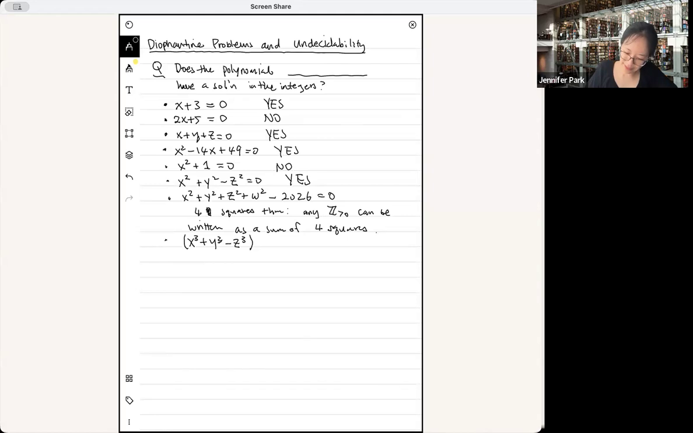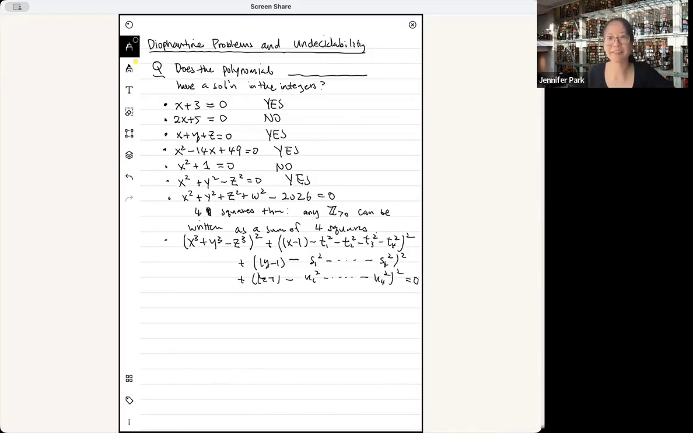But now let's try this. Now I'm going to square this. Still, it has solutions, but now I'm going to do something weird. I'm going to add another equation: x minus 1 minus t1 squared minus t2 squared minus t3 squared minus t4 squared. I don't know if you see what I'm getting at. And then I'm going to do y minus 1, and something similar with s1 squared up to s4 squared, plus z minus 1 minus u1 squared up to u4 squared is equal to 0.